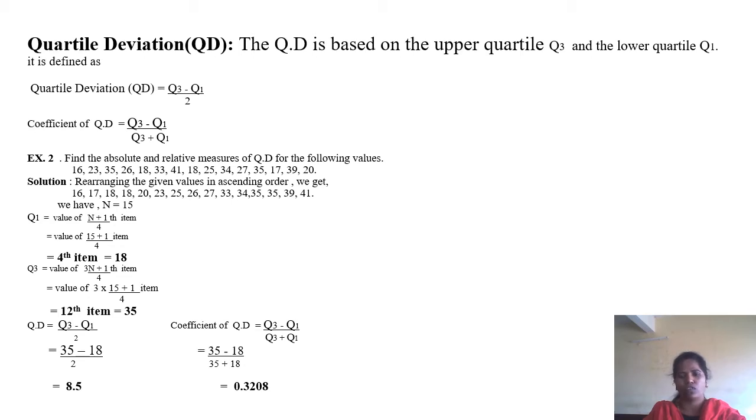Then what is the coefficient of quartile deviation? That is Q3 minus Q1 divided by Q3 plus Q1. You have to take these two values, that is 35 minus 18 divided by 35 plus 18. After you take the division, the answer becomes 0.3208. I hope you understand. This is the simple method I have shown for quartile deviation.